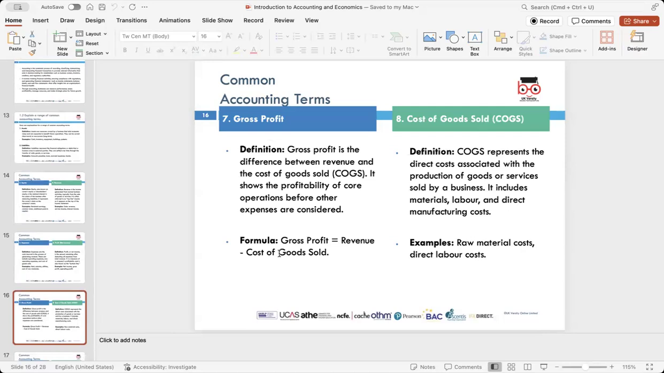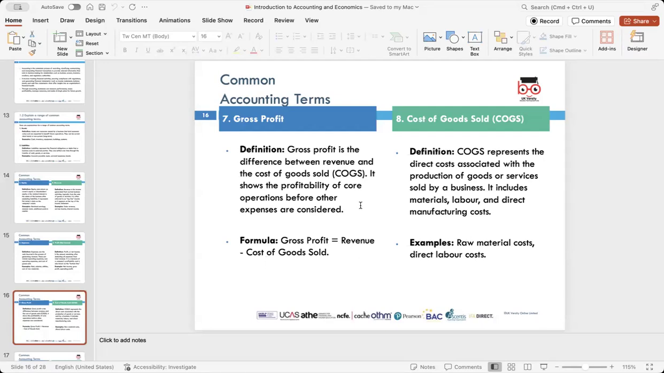Here, gross profit and cost of goods sold. Gross profit is a key indicator of a company's profitability before considering other expenses. It is calculated using the formula: gross profit is equal to revenue minus cost of goods sold.